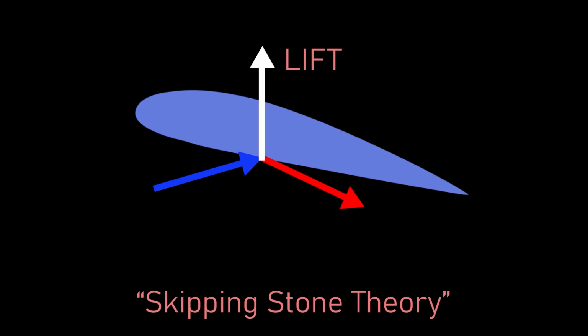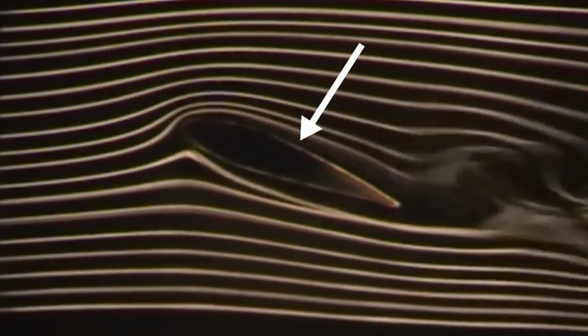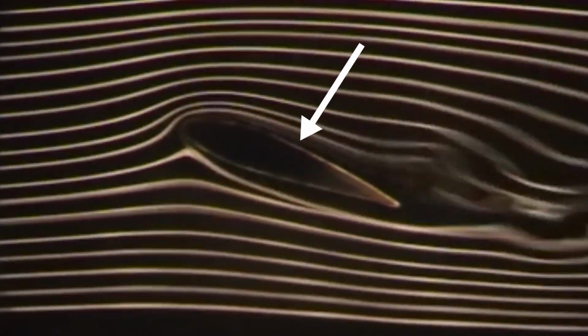This theory only focuses on the bottom surface of a wing, though, and completely neglects the upper surface and its role in generating lift. However, if you look at a video of an airfoil in a wind tunnel, you will see that the upper surface also turns the airflow in a specific direction. In fact, it turns the airflow more than the bottom surface does.